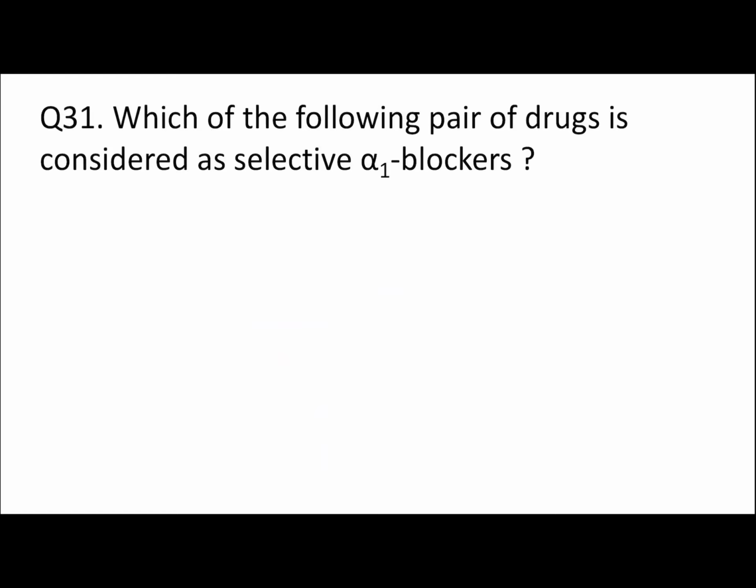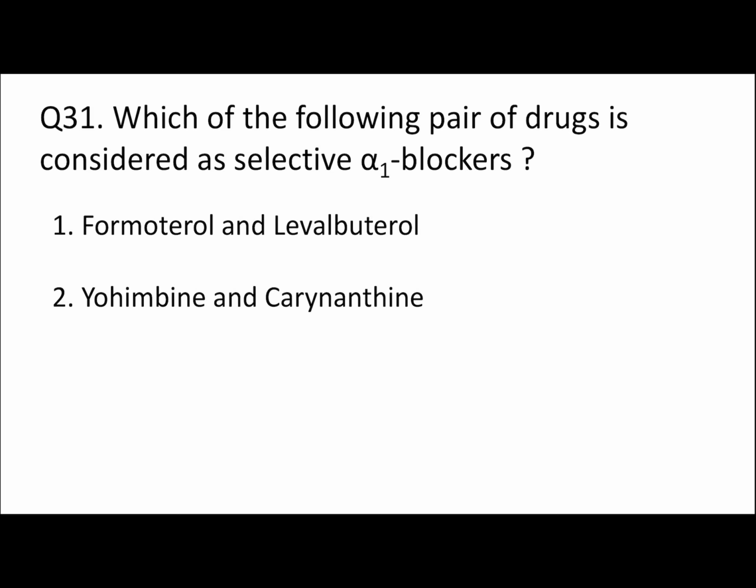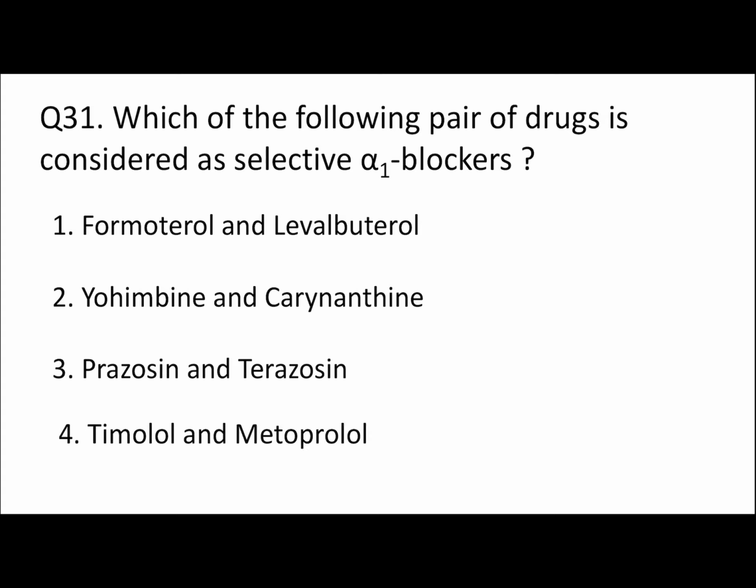Let's see next. Which of the following pair of drugs is considered as selective alpha-1 blockers? Formoterol and levalbuterol, yohimbine and carinanthin, prazosin and terazosin, or timolol and metoprolol. You have to select a drug pair which are selective alpha-1 blockers. They will block the alpha-1 receptor. This class of drug you will read in the adrenergic section.